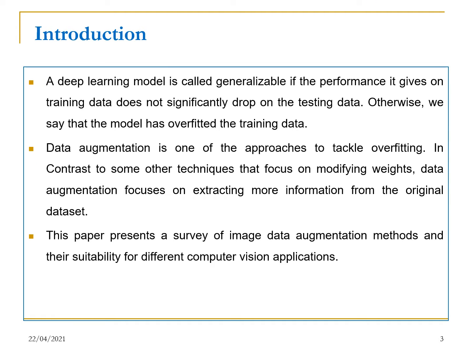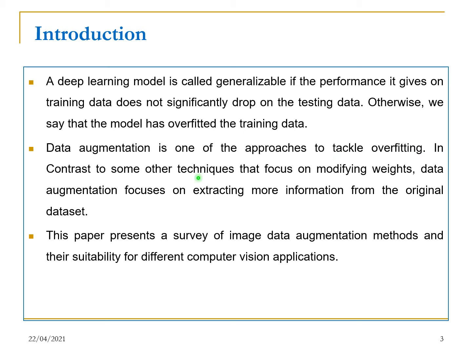As for introduction, basically in data augmentation, we extract additional information from images that may be based on occlusion, lighting, and viewpoint, etc. A deep learning model is called generalizable if the performance it gives on training data does not significantly drop on the testing data. Otherwise, we say that the model has overfitted the training data. So when we do data augmentation, we are basically making our model more generalizable.